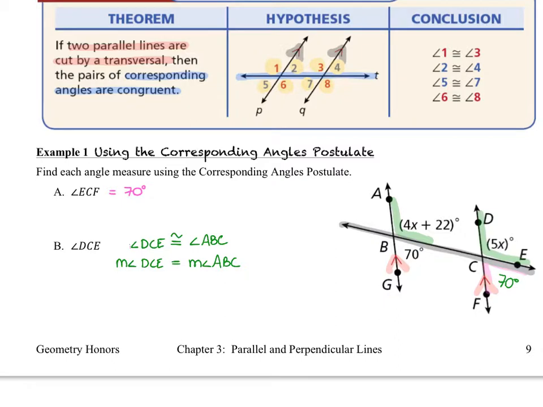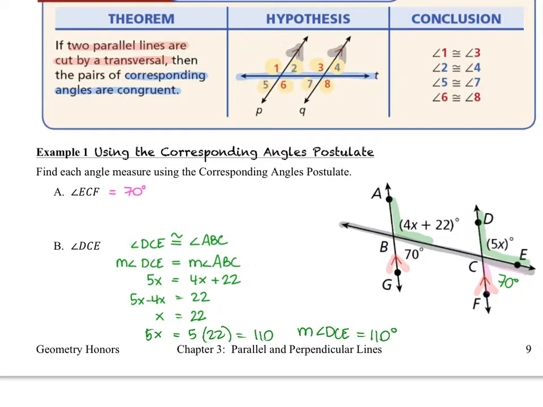We know that the measure of angle DCE is 5x and the measure of angle ABC is 4x plus 22. We can solve this very easily and very quickly with our great algebra skills. And once we have the value of x, we can plug into the expression. So we're going to plug into the 5x, and we're going to find that the measure of angle DCE, which is the one that we wanted to find to begin with, is 110 degrees.